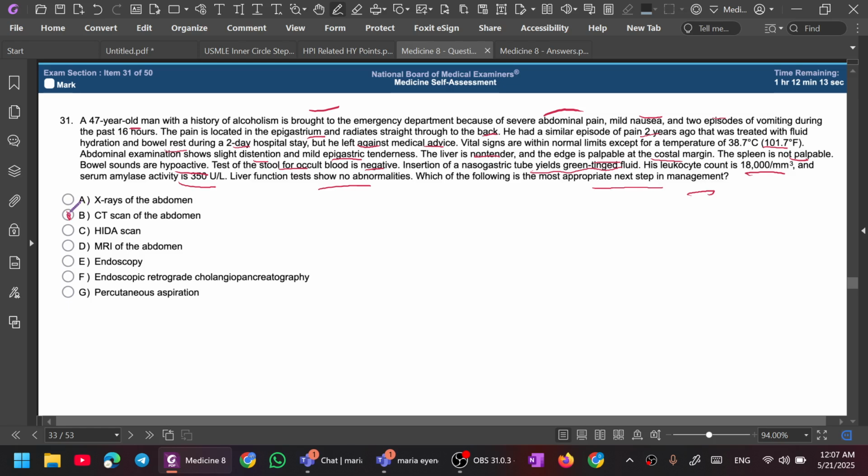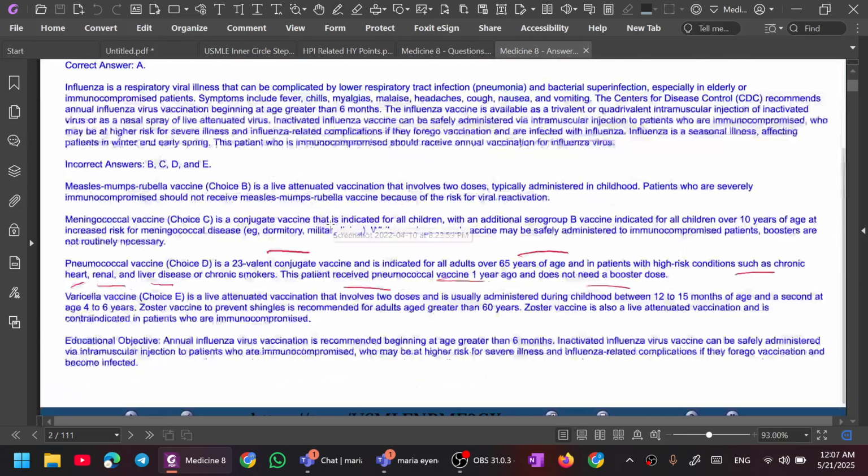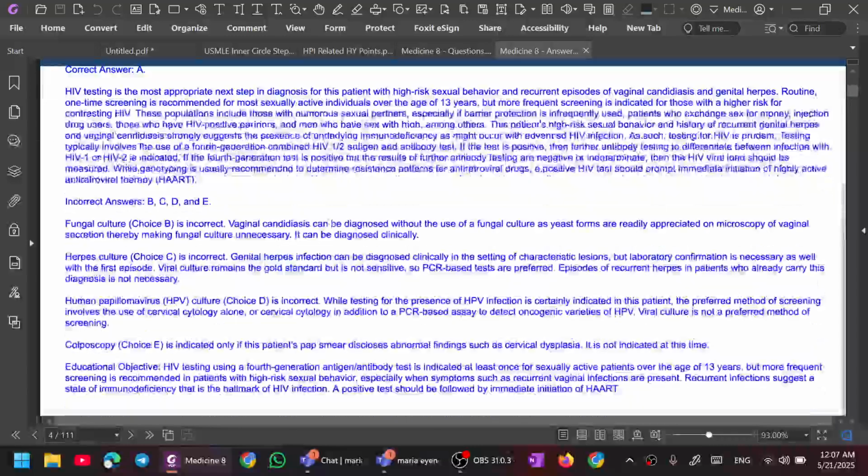Is it pancreatitis? Probably. Okay. The CT scan of the abdomen.